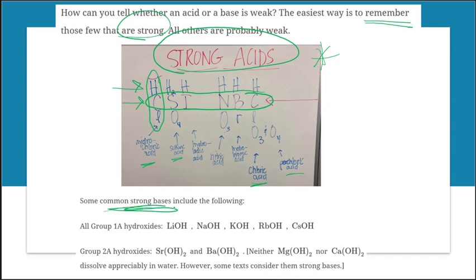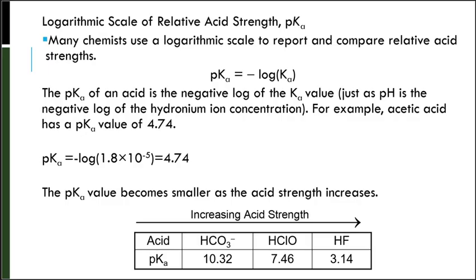Common strong bases, pretty much anything that's a hydroxide. Lithium hydroxide, sodium hydroxide, potassium, rubidium, cesium hydroxide, even strontium hydroxide, barium hydroxide. Here it says that neither magnesium or calcium hydroxide dissolve completely in water, but some texts consider them strong bases. So if you see a hydroxide, it's strong. Now many chemists use a logarithmic scale, this looks familiar, to report and compare acid strengths.